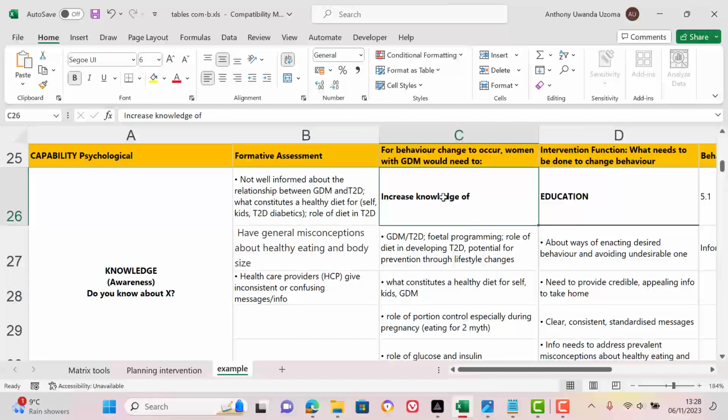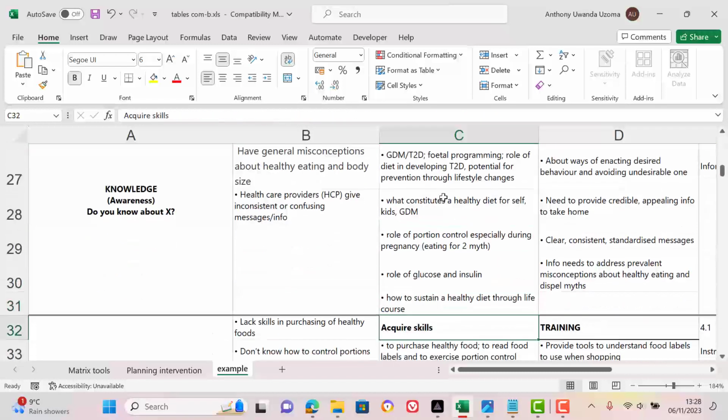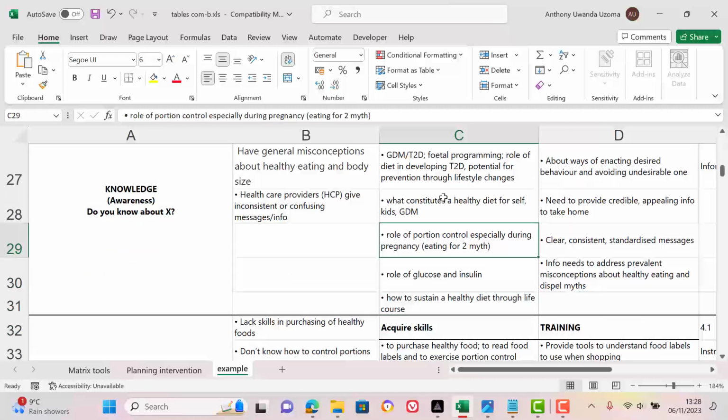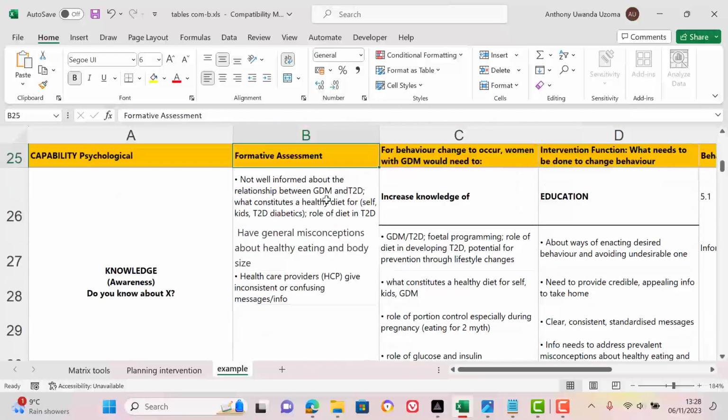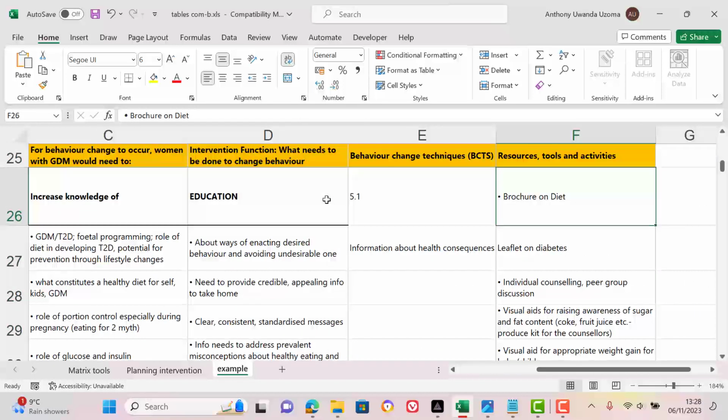So now, for you to increase the knowledge, what do you do? You provide a training on what is diet and the role of glucose and insulin. So these are the activities that are supposed to solve the problem of knowledge. And the intervention in the behavior change wheel is what? Education. So that is mapped onto education. And now the behavior change technique is 5.1.